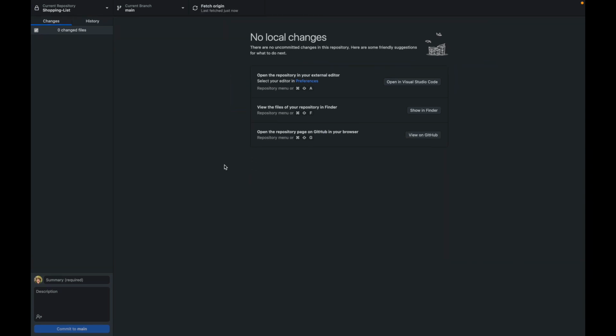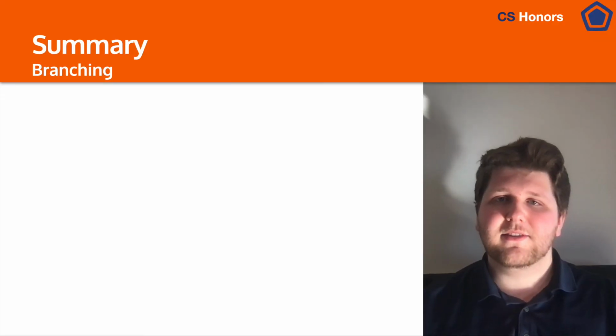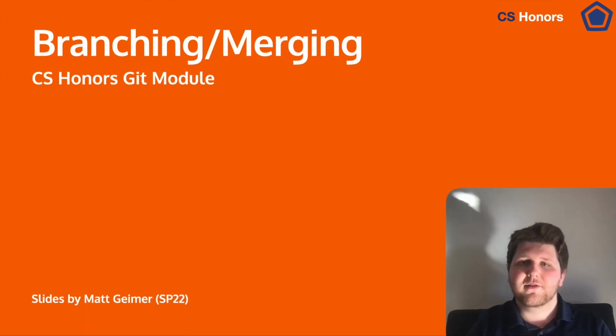So yeah, that has been merge conflicts in GitHub Desktop. So yeah, in this lesson video, we talked about branching and merging using GitHub Desktop, as well as dealing with merge conflicts. So yeah, this was the last video for me with CS Honors this semester, but hopefully you have a great rest of your semester and use Git in the near future.